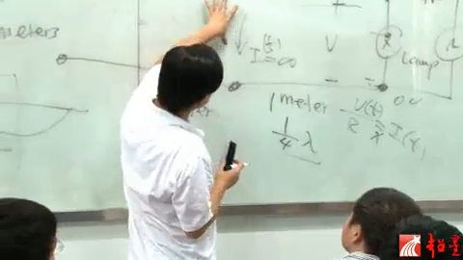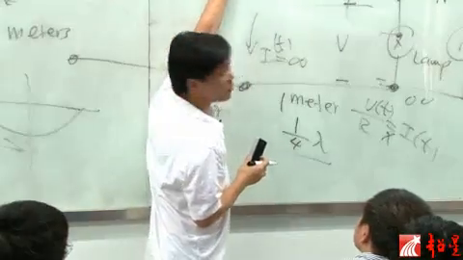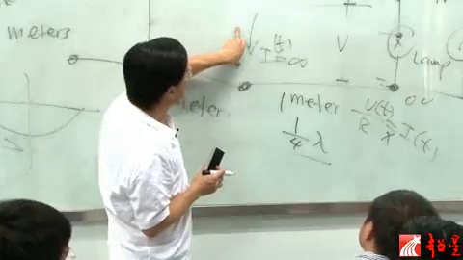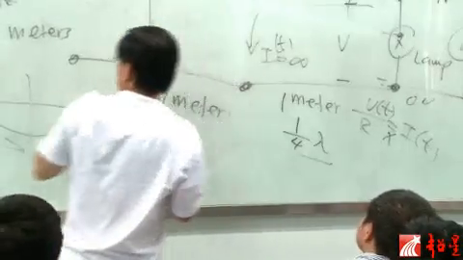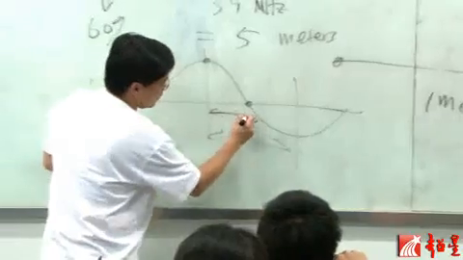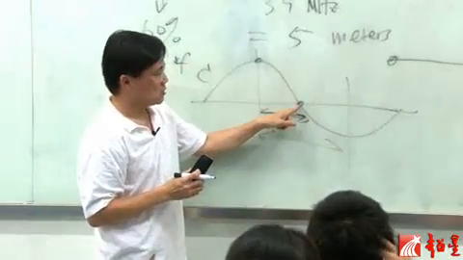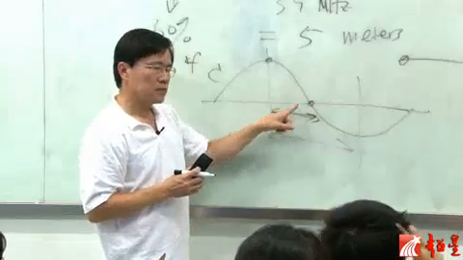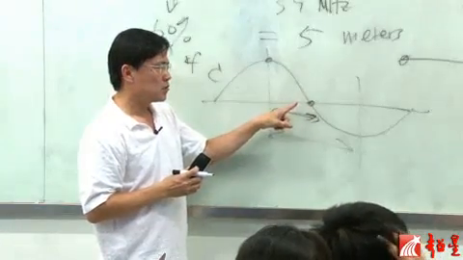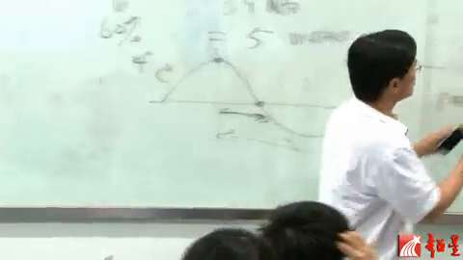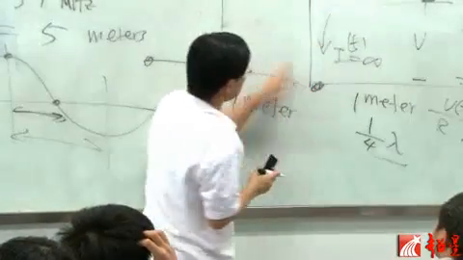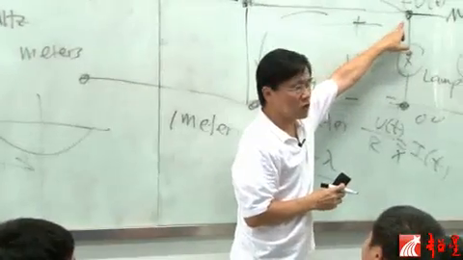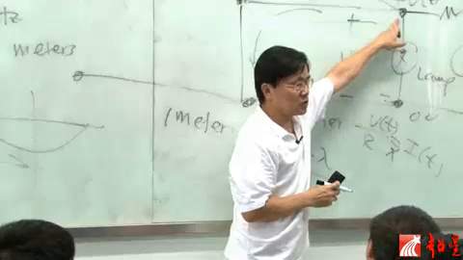Because this end is open circuit, voltage will reach its maximum because there's no current here. And so when the voltage reaches maximum here, then 1/4 of the distance away, that voltage is 0. But if I make a short circuit here, then this voltage becomes 0. Then 1/4 wavelength away, you're going to have a maximum voltage.